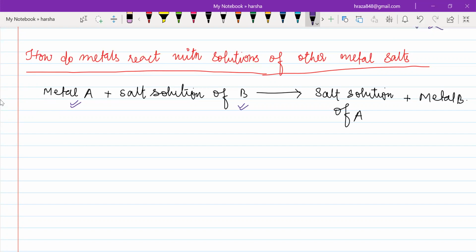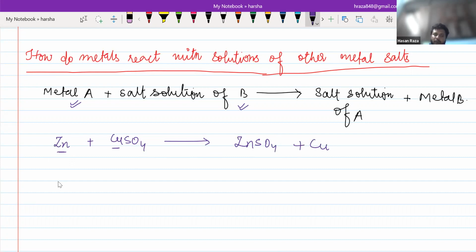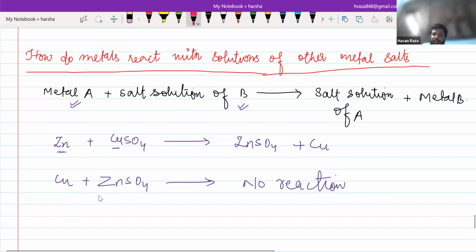We're done. See what happens. Zinc is a metal. CuSO4 is a salt in which copper is a metal. How will the reaction take place? Since zinc is more reactive than copper, zinc will replace copper, and it will be ZnSO4 and Cu. If you react this equation with ZnSO4, as we know that zinc is more reactive than copper, copper cannot replace zinc because zinc is more reactive than copper.